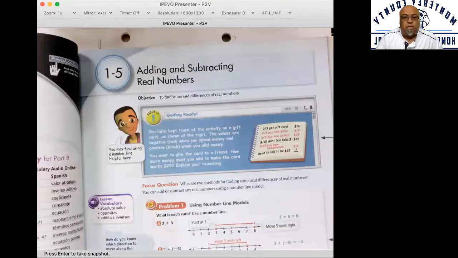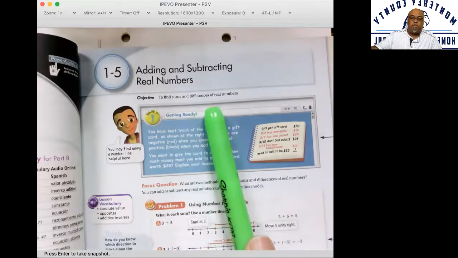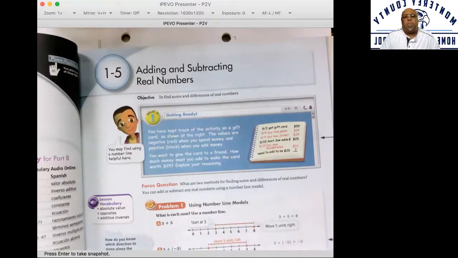Let me share my screen with you. All right, here is our textbook, lesson 1-5, adding and subtracting real numbers. Okay, so the objective is to find the sums and differences of real numbers. Now, again, real number just means any number that's real, as in not fake, okay?